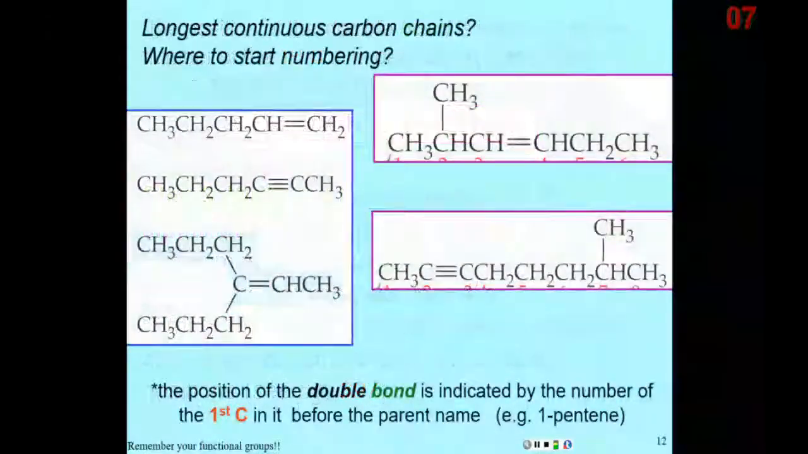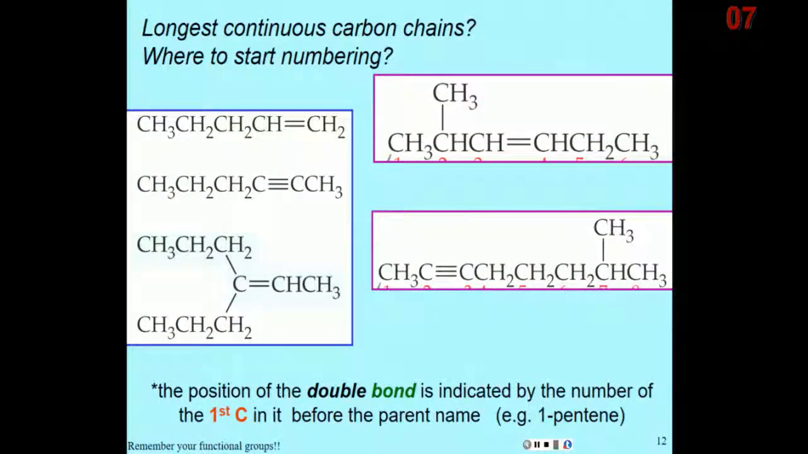All right, so here's a set of examples that give us something to try. And the idea here is to look for the longest continuous carbon chains and see where the numbers should start and what kind of names are going to work with these.